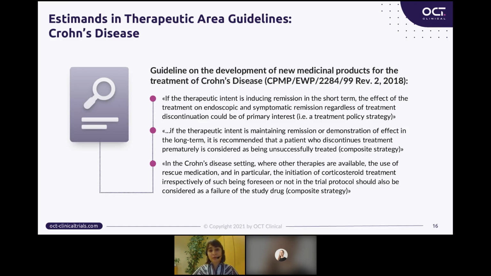Here's another example, this time from EMA guidance on Crohn's disease. Note that the intercurrent event of treatment discontinuation is handled differently depending on whether the treatment intent is inducing remission in the short term, in which case treatment policy strategy is acceptable, or maintaining remission or demonstration of the effect in the long term, in which case it is recommended to use composite strategy. It illustrates that treatment intent is one of the factors which are taken into consideration when choosing the primary estimand.